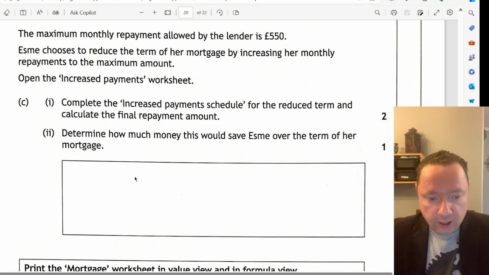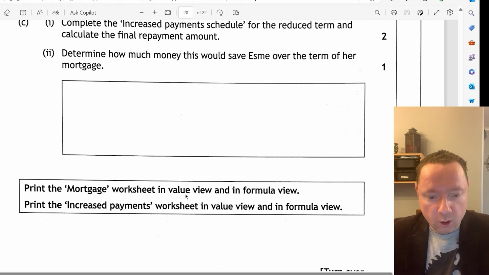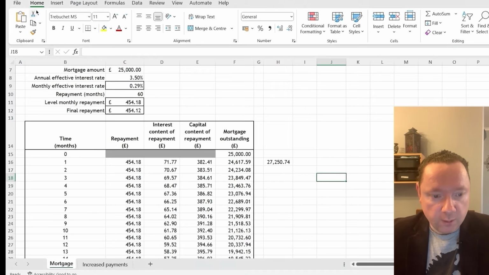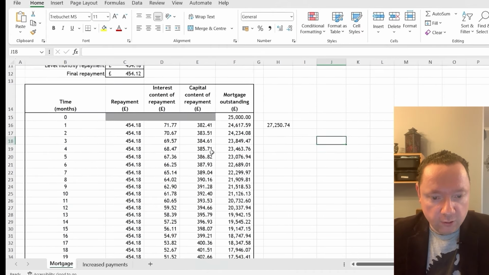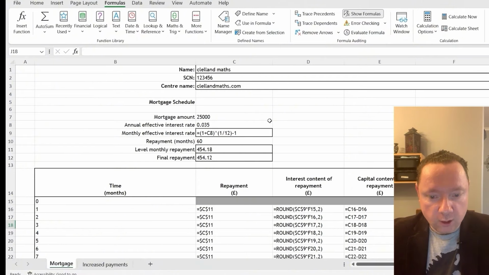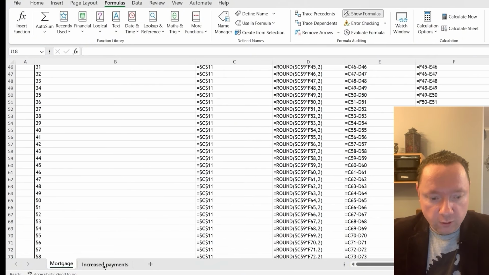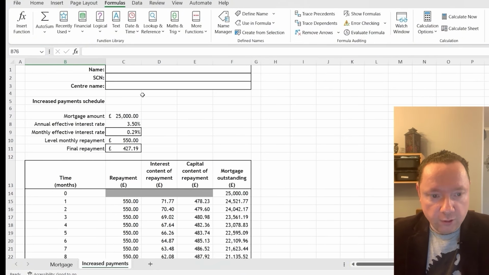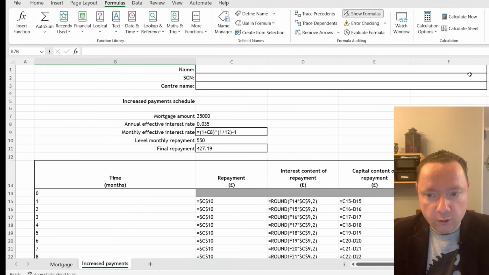And then the last bit of the question: print the mortgage worksheet in value and formula view. I hope you know how to do this by now. There's your value view, and you just go to formulas and show formulas, and then print it in formula view. And just do that for both of them. Value view, formula view, and we're done there.